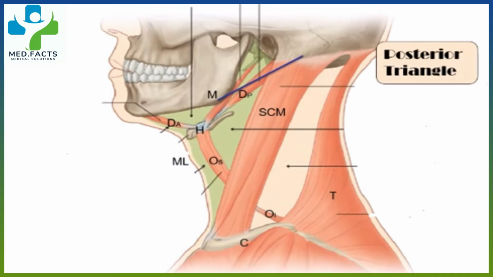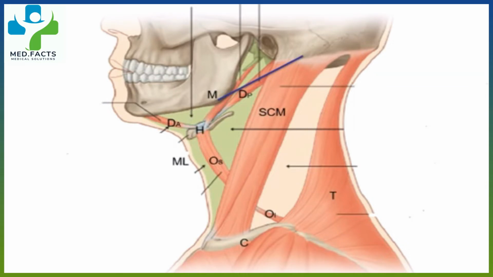Okay, so this is what you are supposed to remember, and if you remember this, now you can discuss the triangles. If they ask you the boundaries of the whole of one side of the neck, you can easily write: in the front we have the midline structures of the neck.